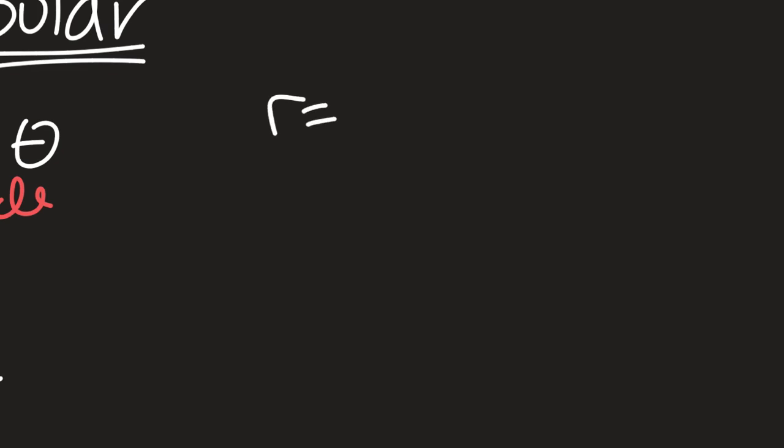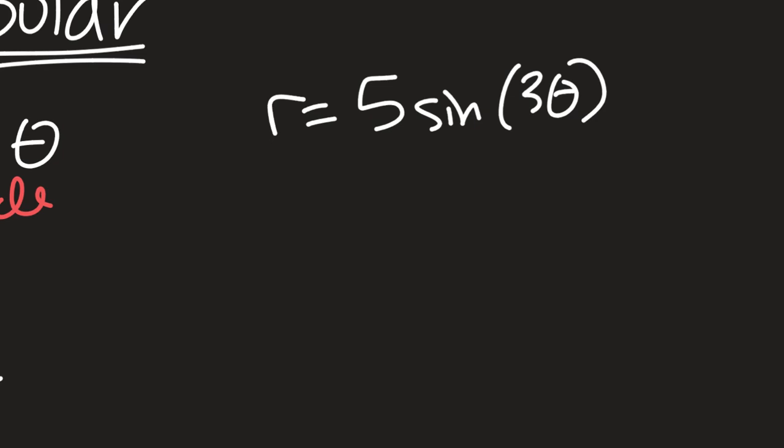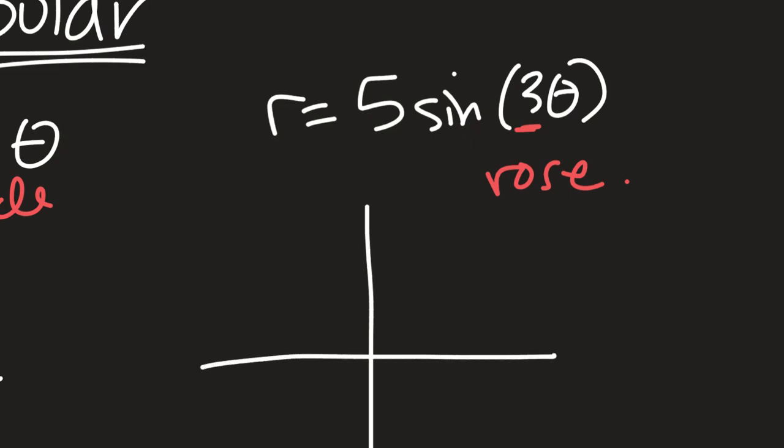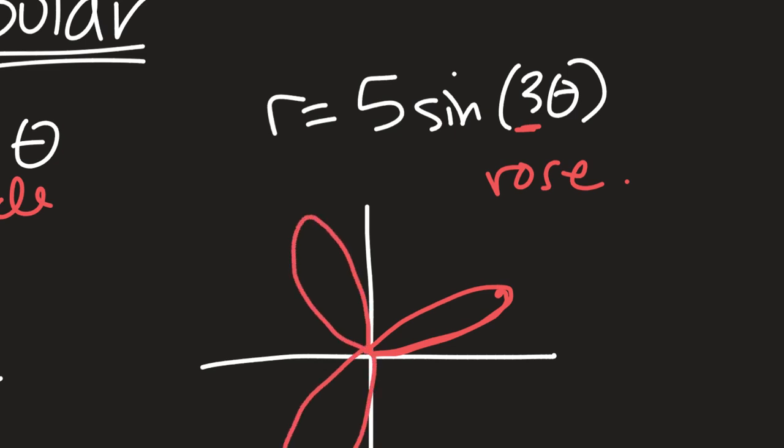Okay, if we had r equals 5 sine of 3 theta, right? So now, because it has a number in front of theta, this is going to be a rose graph with a certain amount of petals. Okay, so these have petals. This rose graph would actually start here at 30 degrees, right? And its petals would do something like this. So there'd be a petal here, and then a petal at 120, and then a petal at 240.